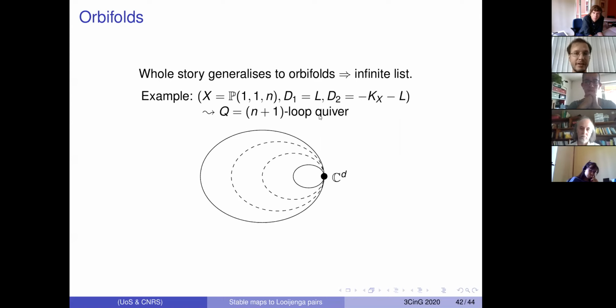So there would be an open Gromov-Witten setup, a quiver, and all the other bonuses that we get by connecting with open Gromov-Witten theory for orbifolds as well.